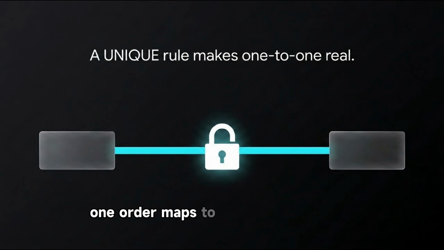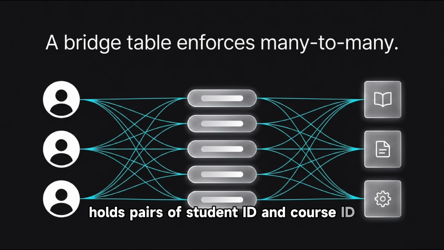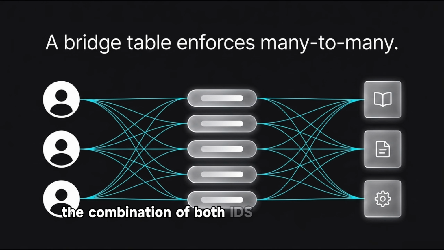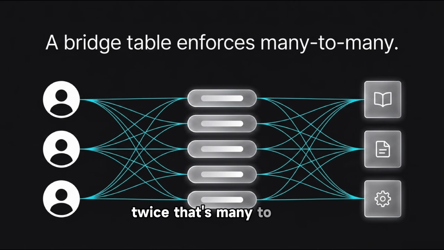One order maps to at most one invoice. That's one-to-one. The unique constraint enforces it. Many students, many courses. Neither table references the other directly. Instead, a third table, an association table, holds pairs of student ID and course ID. Each pair represents one enrollment. The combination of both IDs is the primary key, so the same student cannot be enrolled in the same course twice. That's many-to-many. The association table enforces it.